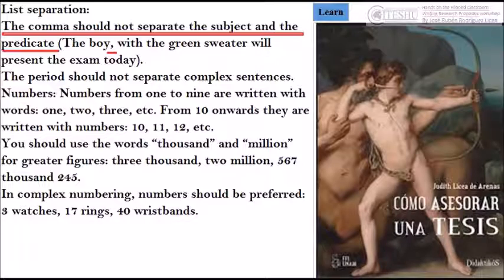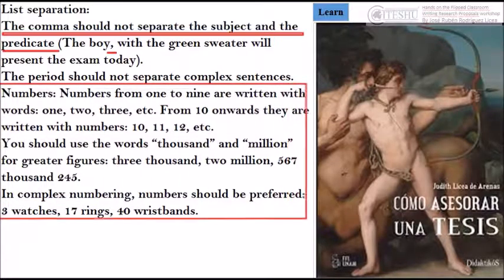Numbers. Numbers from 1 to 9 are written with words: one, two, three, etc. From 10 onwards they are written with numbers: 10, 11, 12, etc. You should use the words thousand and million for greater figures: 3,000, 2,000,000, 567,245. In complex numbering, numbers should be preferred: 3 watches, 17 rings, 40 wristbands.